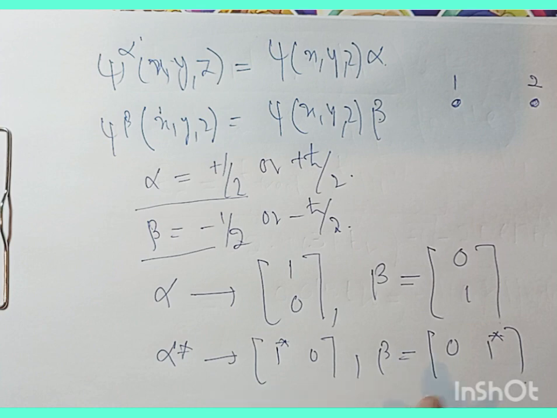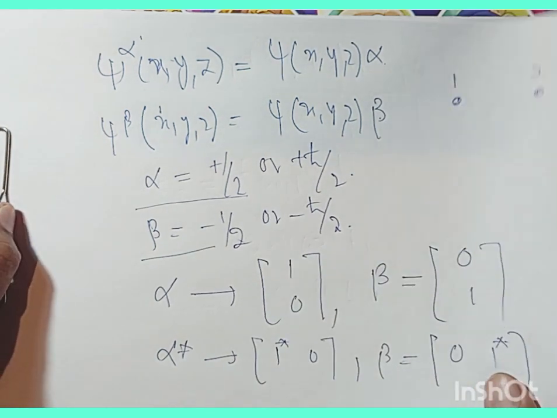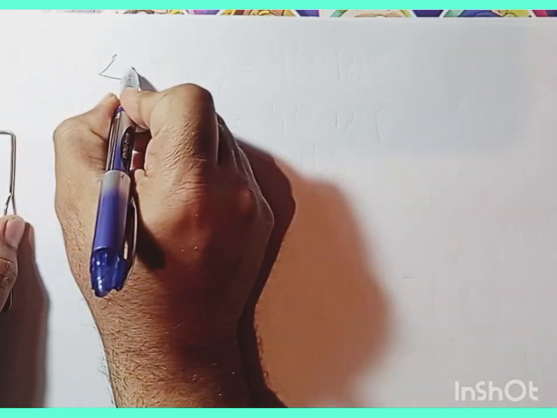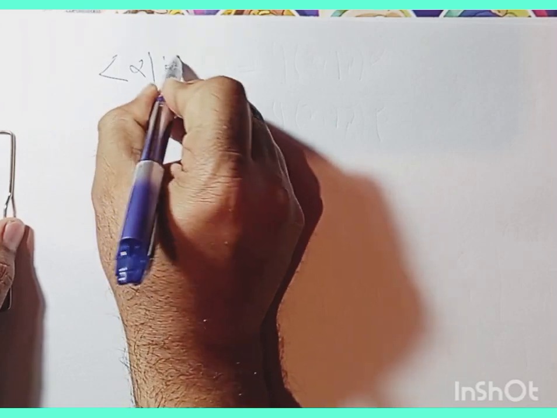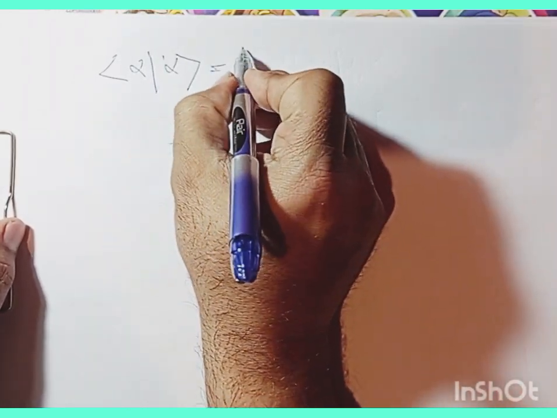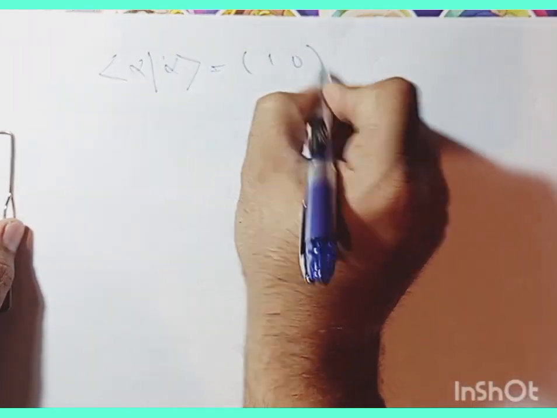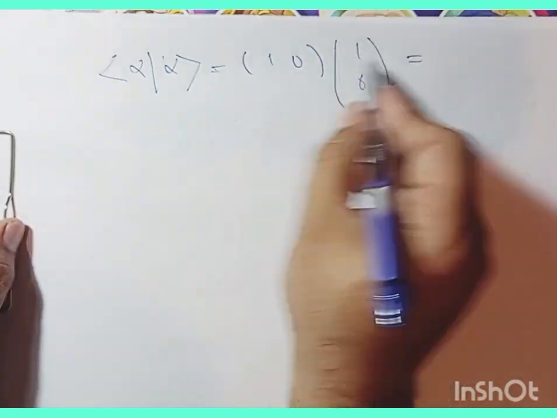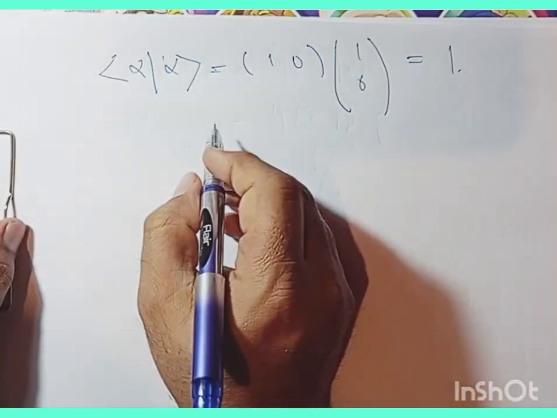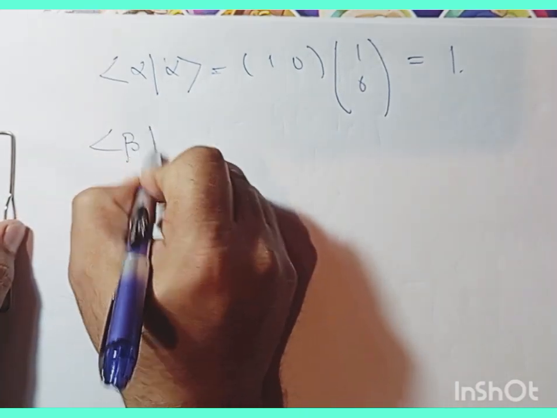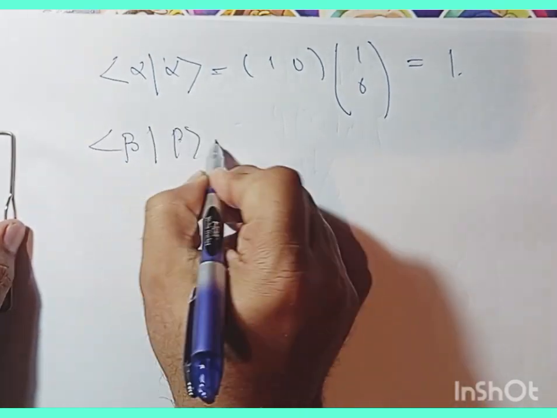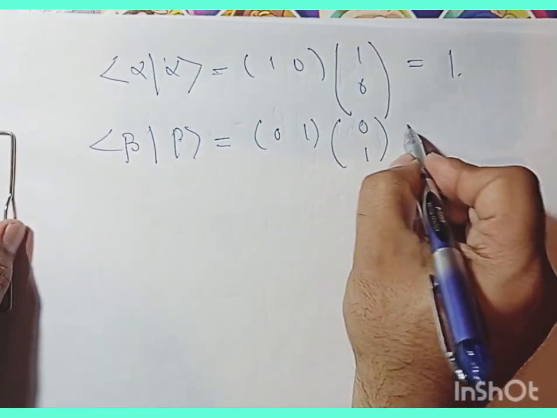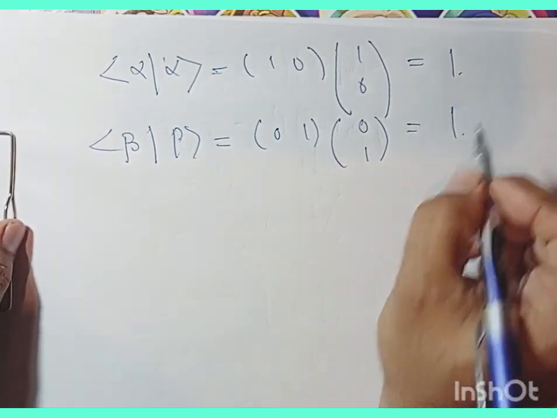Now, if we think of taking the inner product, if we write down the inner product of alpha and alpha, what we'll have is (1 0) and (1 0). Solving this will give me 1 plus 0, that's equal to 1. Again, if I take the inner product of beta, that is spin down, that will be (0 1) and (0 1). So this will be 0 plus 1, so that will give me 1.